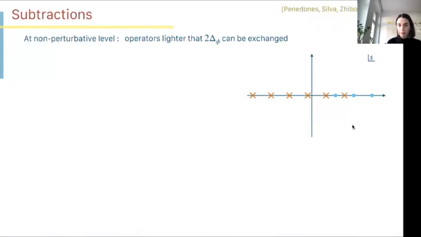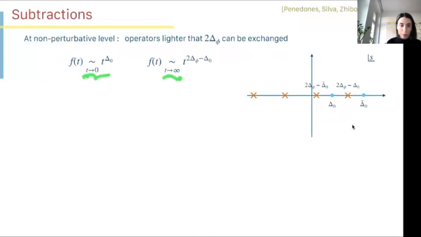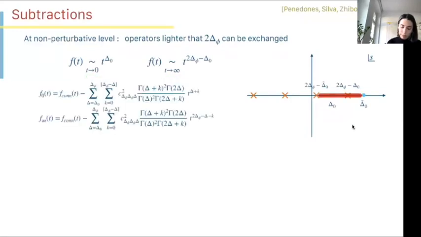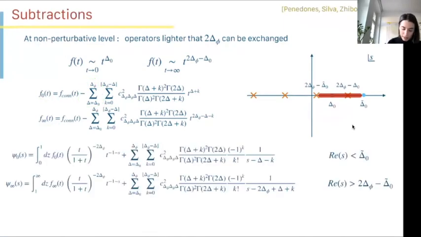And so we need to regularize our function at the extremum of the domain. And we do so by subtracting all these contributions from the operators that are lighter, both at 0 and at infinity. So you see between delta phi, delta 0, and delta phi, such that we can integrate those two pieces, and we integrate them separately by separating this Mellin into a segment between 0 and 1 and a segment between 1 and infinity. But of course, we need to add back those operators, and we add them back as poles.